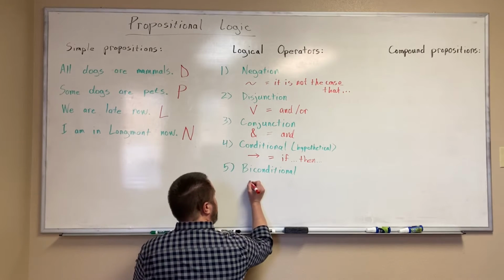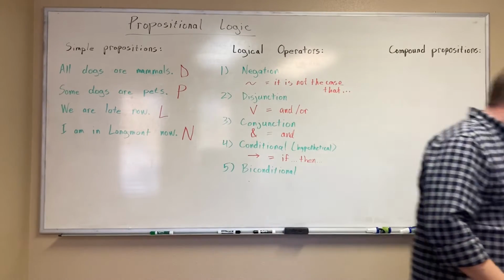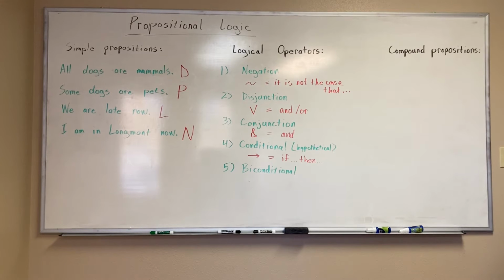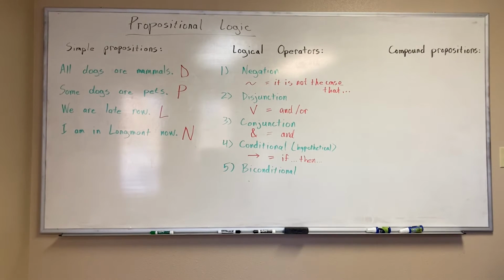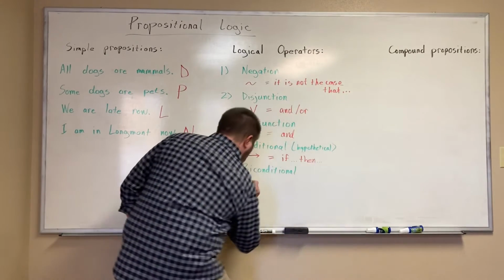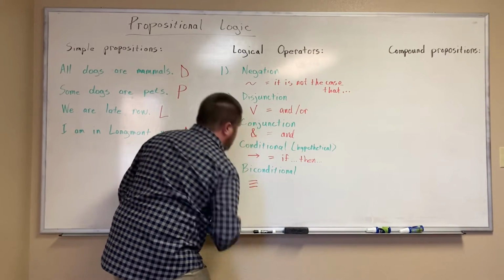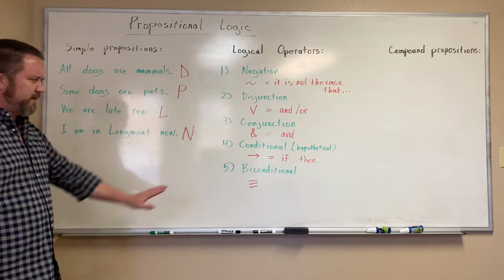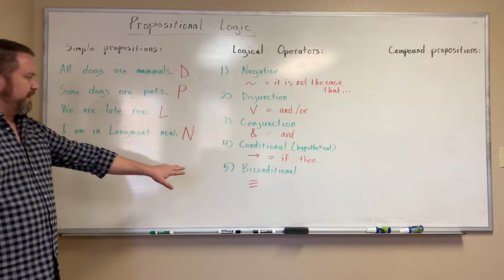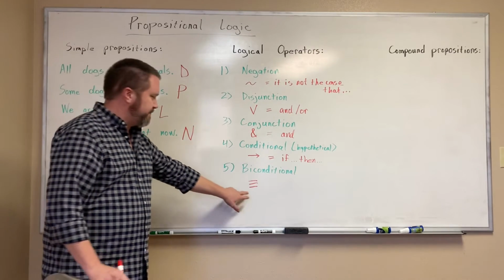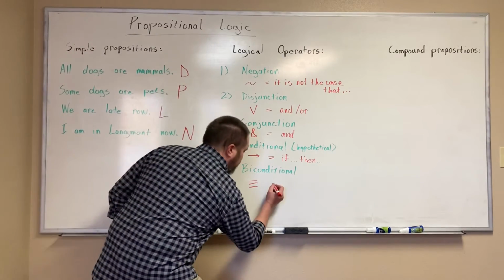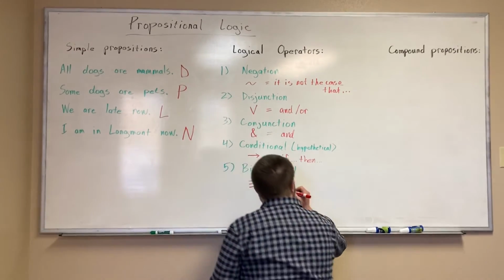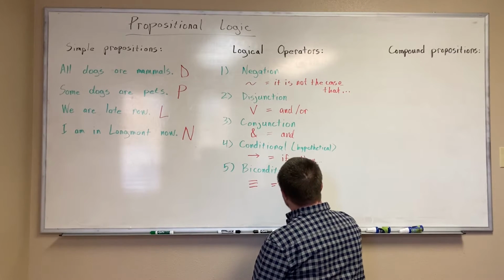So the biconditional, I think we're using the triple bar. At least that's what I have right here. I don't know how we're going to do that on the keyboard, but there's a couple different symbols that we can use. For now, I'm just going to use the triple bar. And that is if and only if.